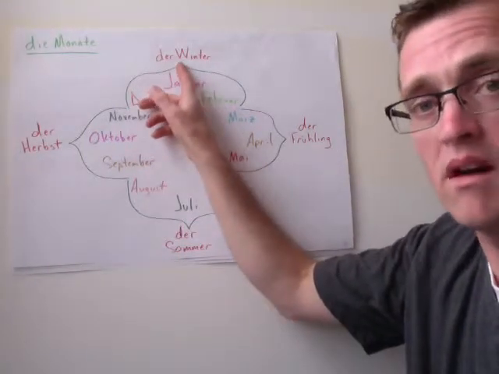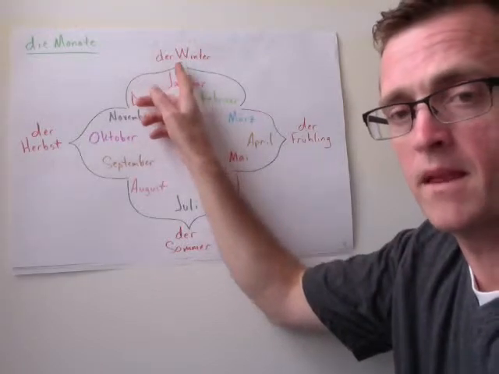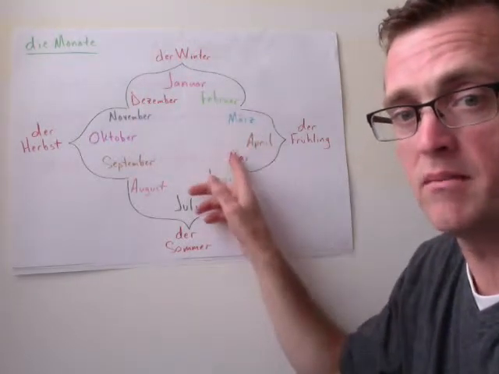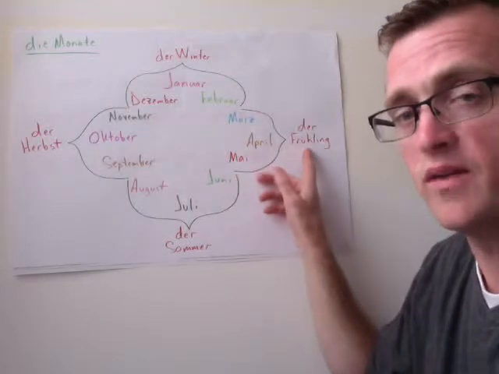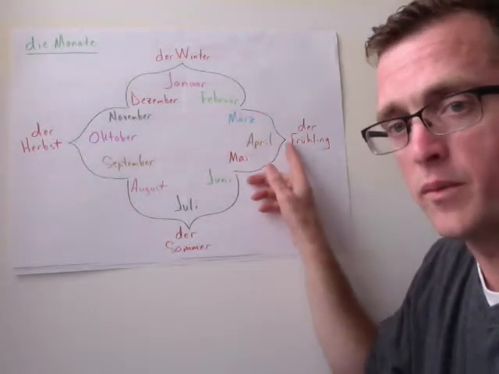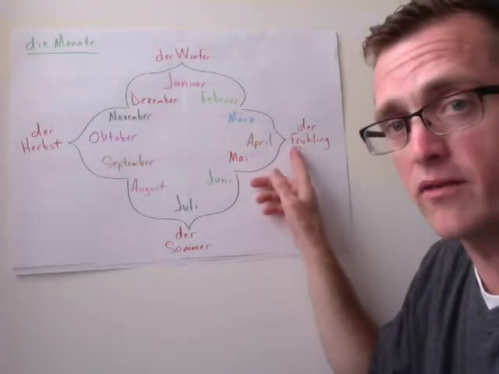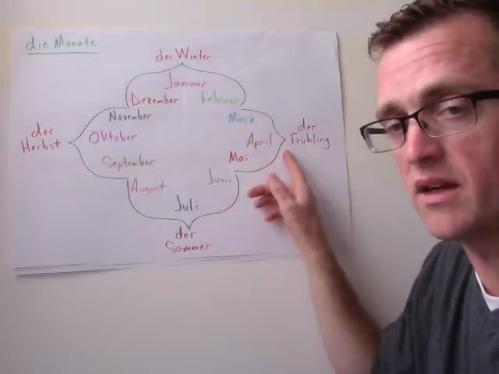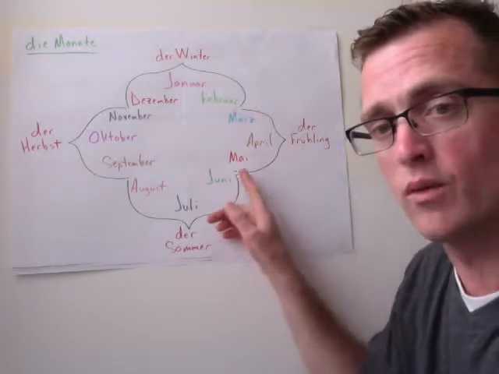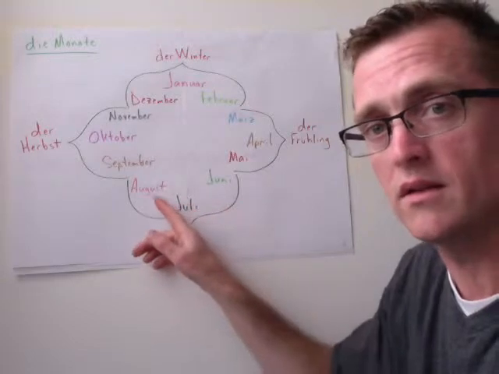we would have der Winter. If we took März, April, and Mai, put them together, we've got der Frühling. The prefix, or the first word of the combination here, früh, means early, so it's the early season of the year, der Frühling. We'll take the warmer months, Juni, Juli, and August.